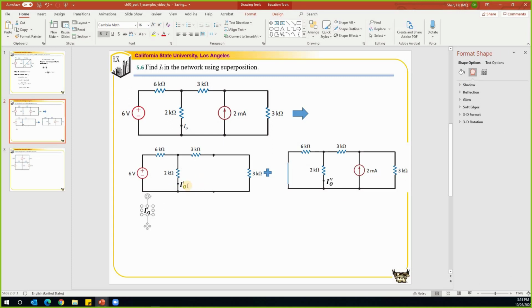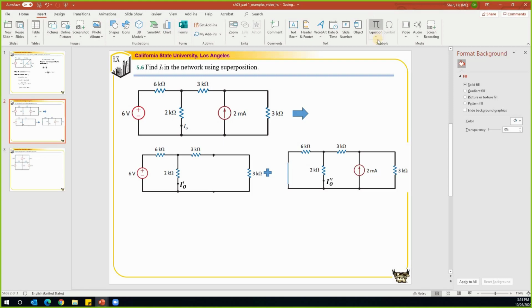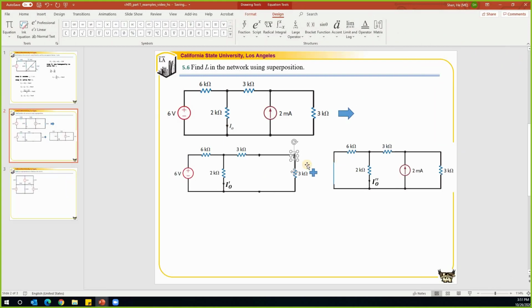So how do we find IO in this problem? We only have two branches in parallel and with another resistor there. So to find this current IO prime, probably we can find the overall current first. So let's find the overall current. Let's assume the overall current is called I.